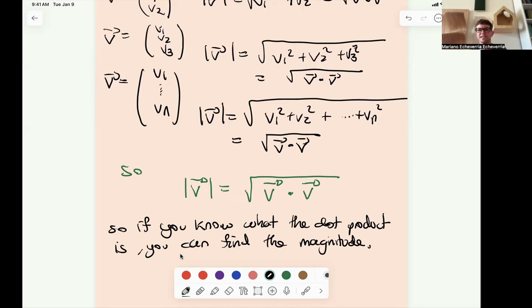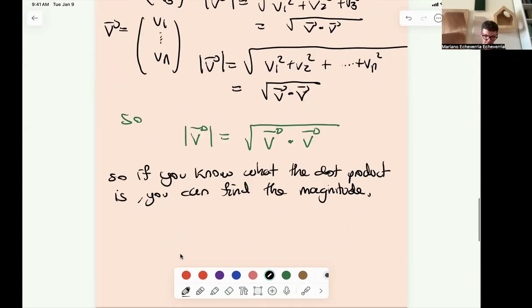And the reason why I'm saying this is that that is literally what I'm about to do next with the case of functions. What I'm going to do now is to find a dot product between functions, which is not called the dot product, it's called an inner product, but it's kind of the same idea. So I'll define a dot product between functions, and once I have the dot product, then the magnitude of a function will be the square root of the dot product of the function with itself.